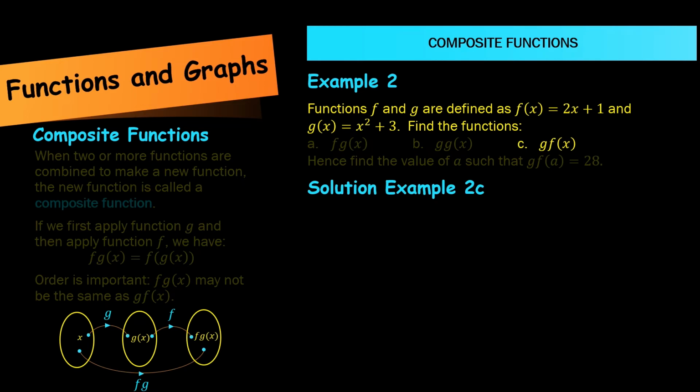And now for part C. We are required to find g of f of x. Of course, f of x is simply 2x plus 1. So we substitute that here as shown. And if we apply g, we square the contents of the brackets, so 2x plus 1 all squared, and then add 3. Because of course g of x equals x squared plus 3.